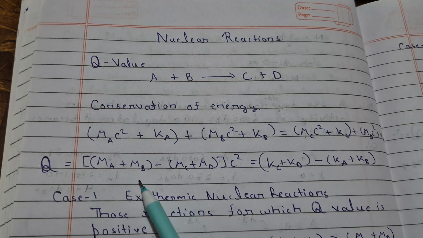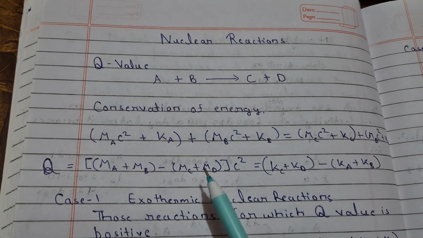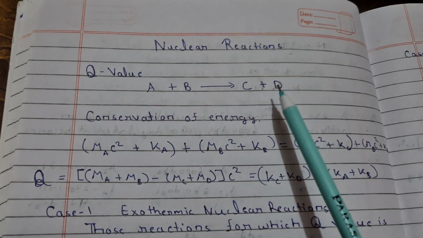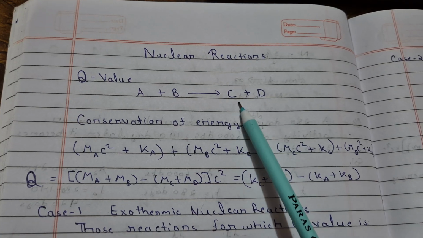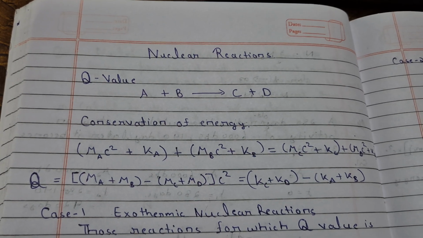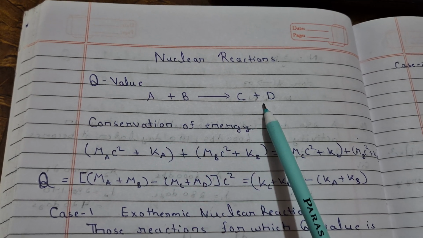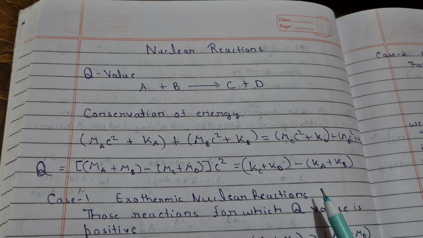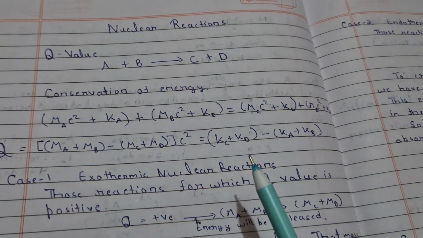So you just need to take the mass difference and multiply by c², that will give you the Q value. Or you can take the difference between the kinetic energy of the products minus the reactants, or the mass of reactants minus the mass of products. You must remember this formula as it is, only then can you solve the questions. So there will be three cases.